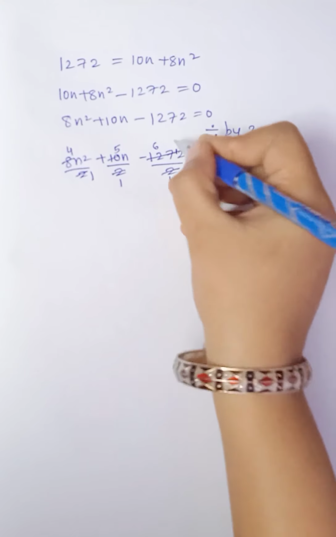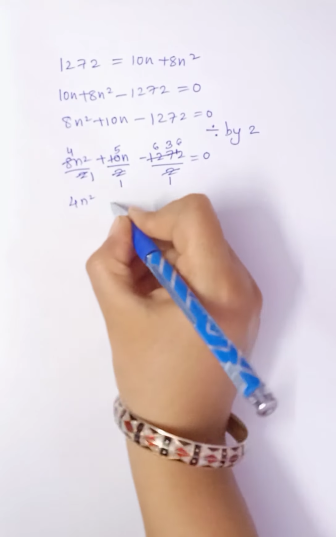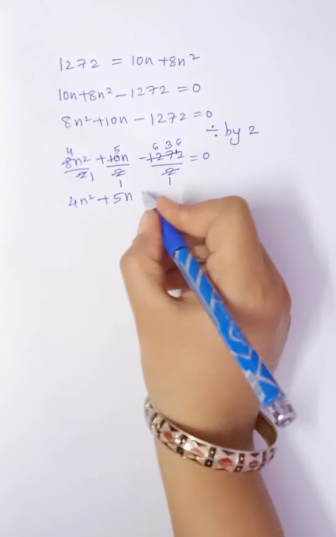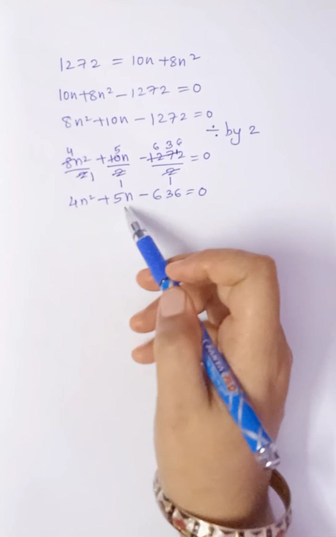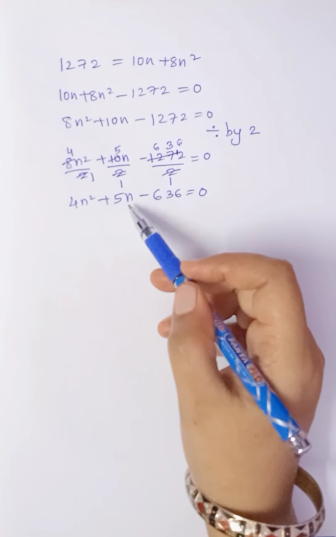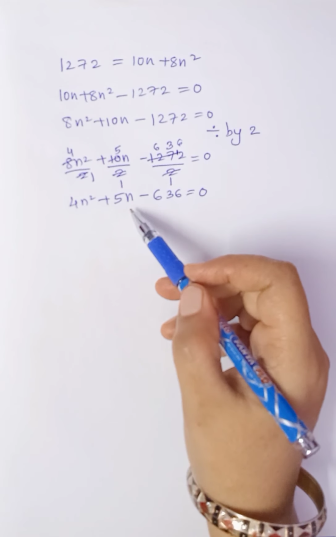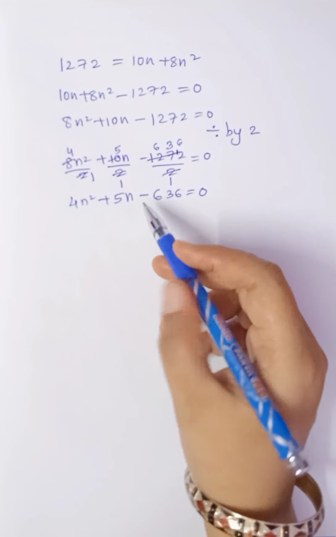Then what equation will I get? 4n square plus 5n, see it is 5n here, minus 636 is equal to 0. So this is a quadratic equation now. Whenever we get a quadratic equation, we are going to find the factors for this. Such solutions I have already done and explained to you with different examples. The same thing I am going to do here now.